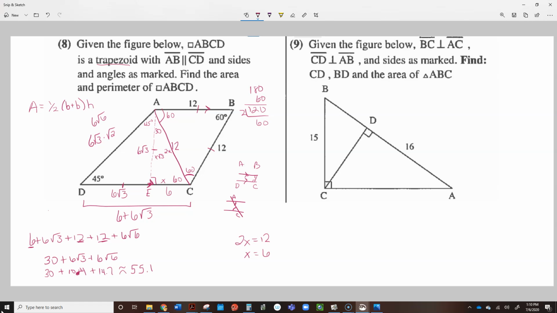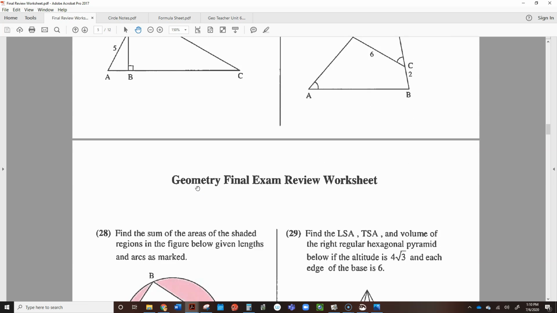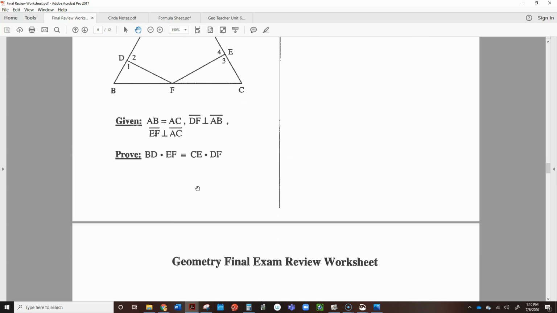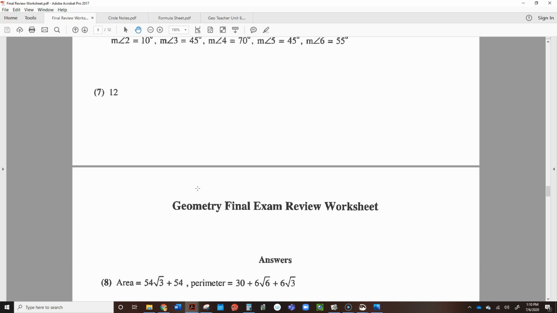Now, just so you know, I went back and used the exact decimal values. I didn't just round, didn't just add the one decimal place. I went back and used the exact value. So it may not come out to be exactly that if you just add what I have written down. But let's see what the answer key says for number 8. For number 8, they have the perimeter in exact form, 30 plus 6 square roots of 3 plus 6 square roots of 6. Okay, so now let's go back and finish the area.